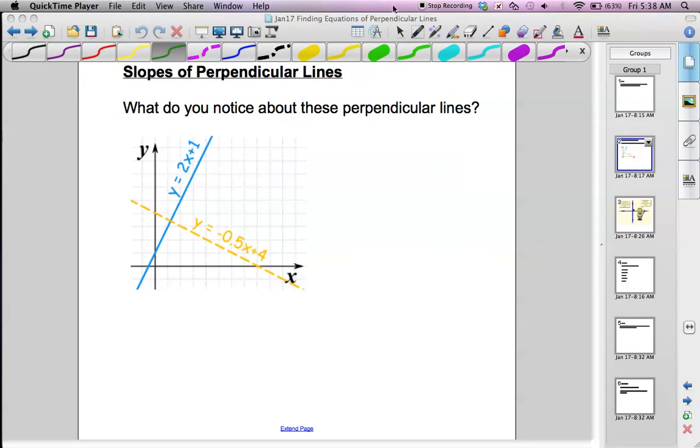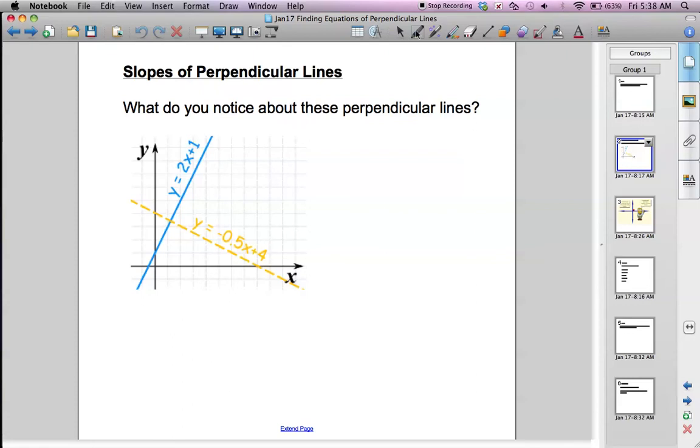Hello, this is Mr. Collier, and today we're finding equations of perpendicular lines. So today we've got these two perpendicular lines, and we're already given the equations of the lines.